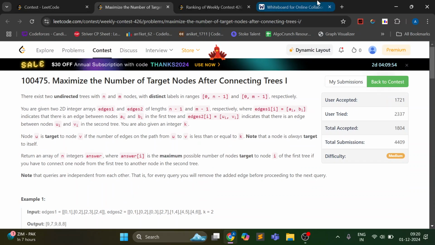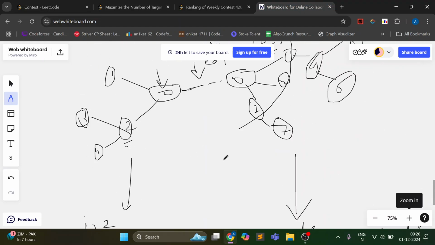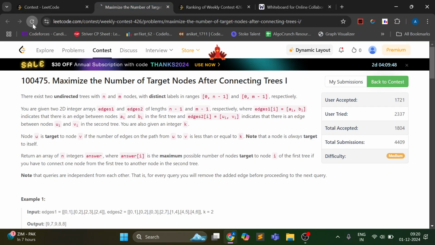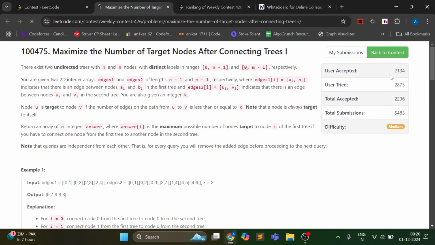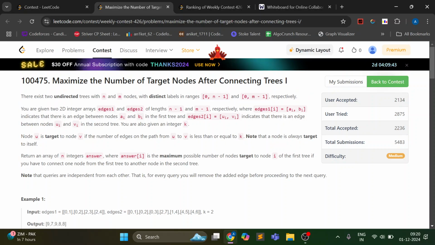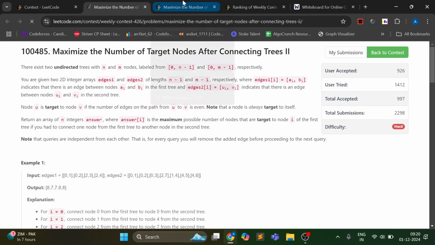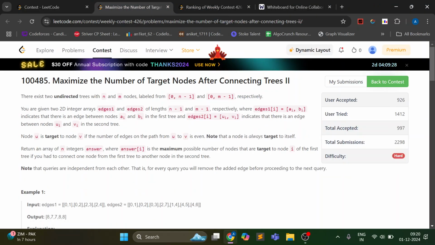I wouldn't say it was difficult. It was more observation based. 2000 is a very low solve count, I would say, considering the recent contests. But yeah, it's fine. Moving to the fourth question. The fourth question also has a very low count of solves. I'm not sure why.